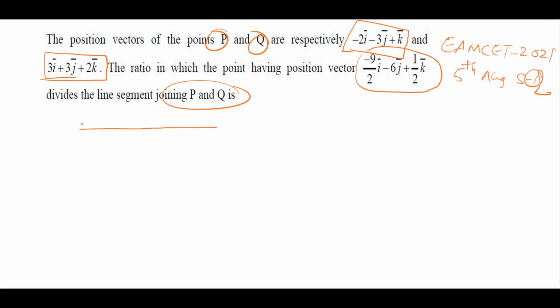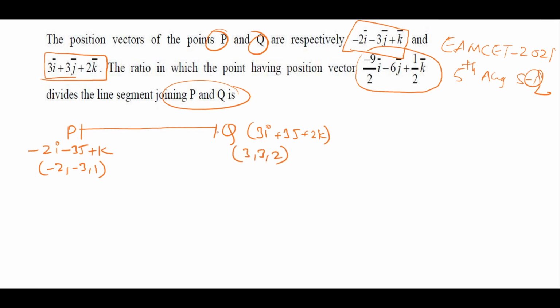Here the line segment PQ is given. This is P and this is the end point Q. P point is given, that is minus 2i minus 3j plus k, that is minus 2, minus 3, 1. And Q point is 3i plus 3j plus 2k, that is 3, 3, 2. And the point having position vector, taken as capital R, is minus 9 by 2 i minus 6j plus k bar. This divides the line segment PQ. R point is minus 9 by 2, minus 6, 1 by 2.